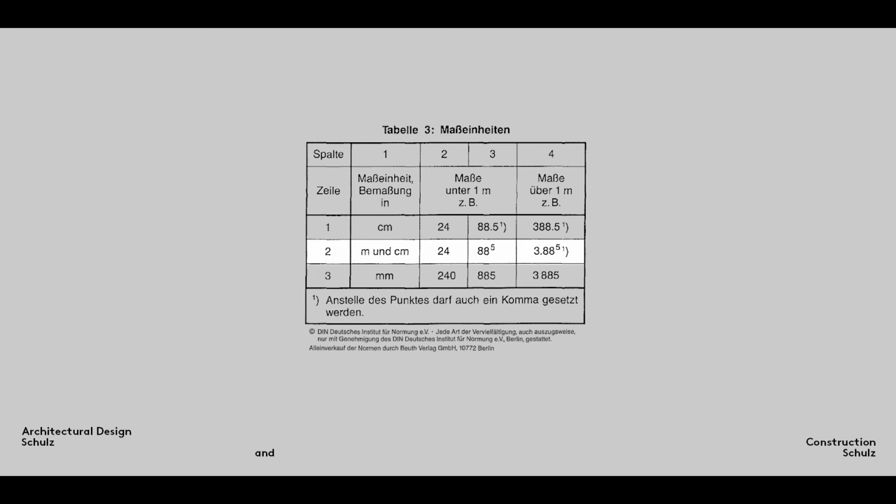DIN 1356-1 specifies three different ways of representing units of measure. We recommend using the second option proposed in Table 3. This means indicating dimensions greater than or equal to 1 meter with a decimal point. Dimensions of less than a meter are given in centimeters as whole numbers. Millimeters are indicated in superscript.